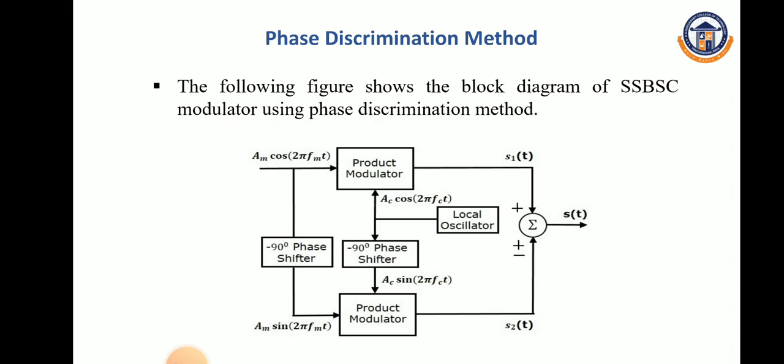The product modulator multiplies both input signals, that is the modulating signal and the carrier signal, and the products are given to the summing block. Here S1 of t and S2 of t are added to get S of t.